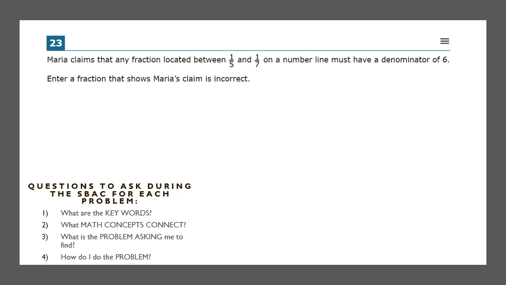Number 23 here is a critical thinking problem. Maria claims that any fraction located between 1/5 and 1/7 on a number line must have a denominator of 6. It says to enter a fraction that shows Maria's claim is incorrect. So here's what we should do. Let's draw the number line. I know that 1/5 and 1/7 are definitely between 0 and 1, so they're parts of 1. Say this is 1/5, and 1/7 is definitely smaller than 1/5.